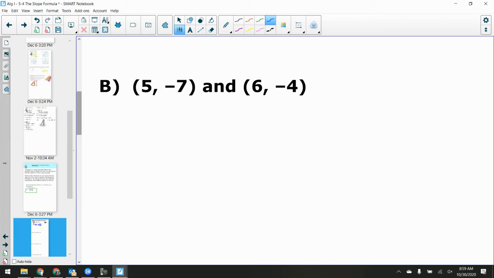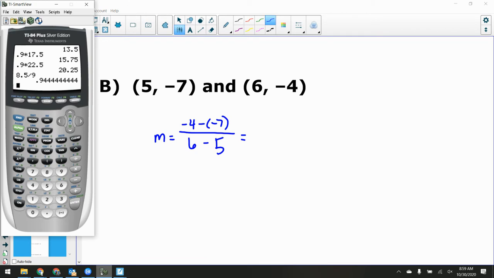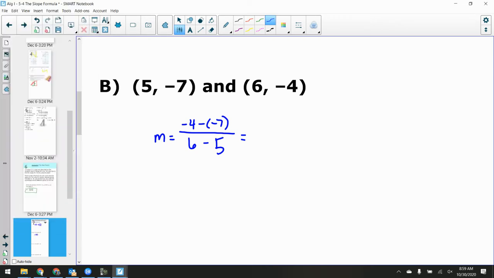Okay, to set this up, I would say my slope value, m, is equal to negative 4 minus a negative 7. Be careful. Minus a negative. And then we have 6 minus 5. Now, negative 4 minus a negative 7. People, if you have to, just use your calculator. Negative 4 minus a negative 7 is positive 3, divided by 1. Now, could I give a slope as 3 over 1? That would be okay. Would you want to just make it 3? Sure. Either way, don't care.